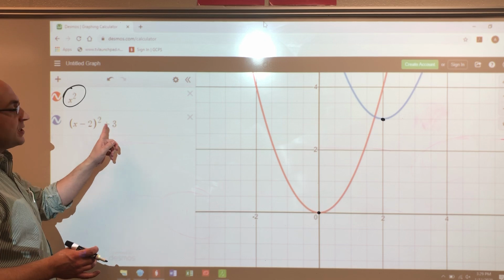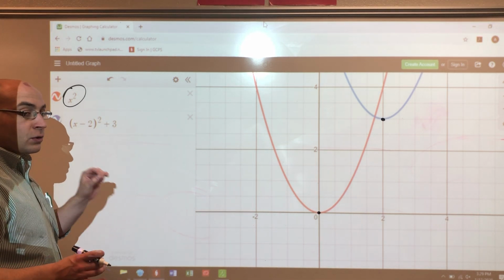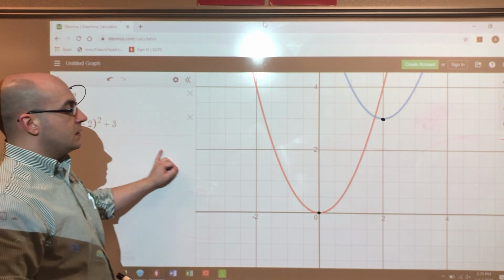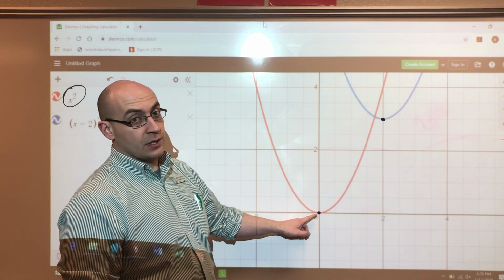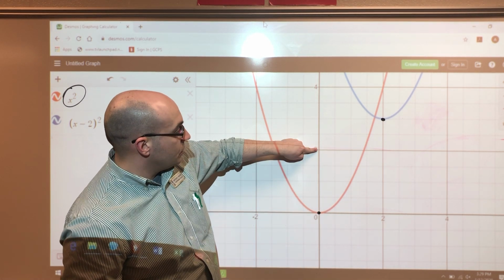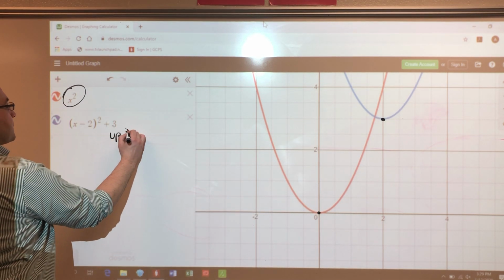So I know that there's a +3 on the outside of the parentheses. It's something vertical, a vertical change had to happen, up or down. And it's a truth teller. So that means that this function went up 3 units. And it did go up 3 units. So this is 1, 2, 3. So I went up 3 units. So this function says up 3.